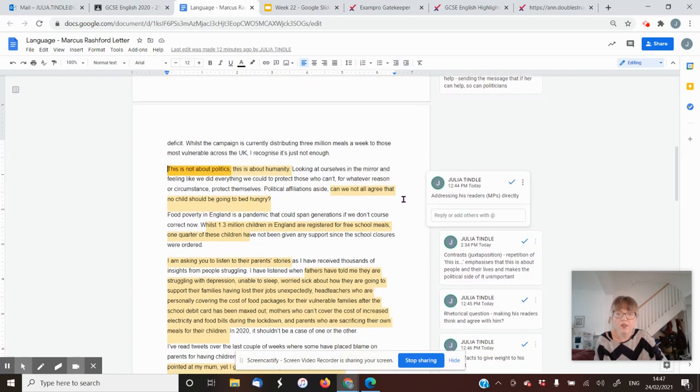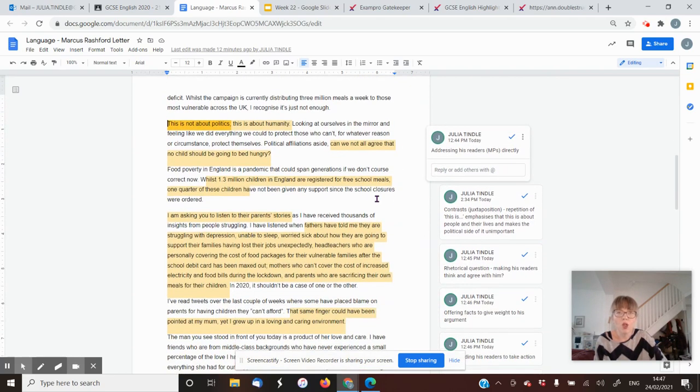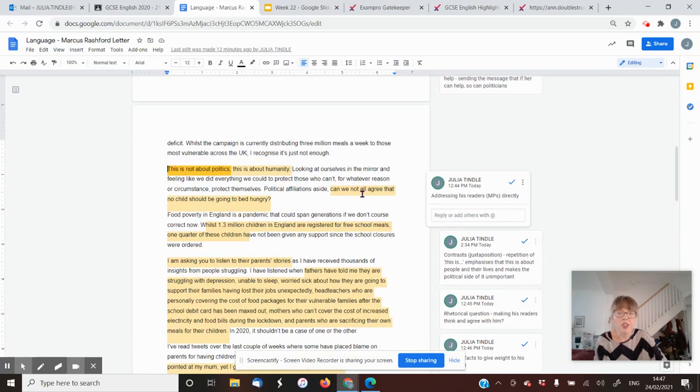And he also sort of addressed his readers, or mentioned that he knows he's talking to politicians, so this is not about politics. So he's writing to MPs, he's writing to all MPs, so on both sides of the party. So he's saying it's not about your political views, which he also repeats that idea here, political affirmations aside. So he's sort of trying to get them onto his side.